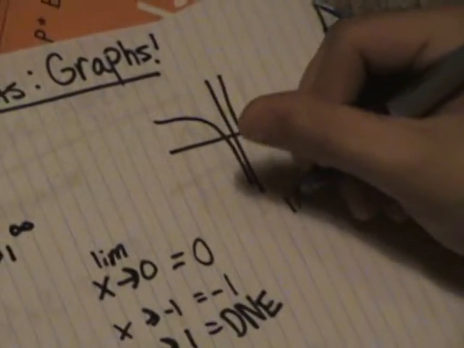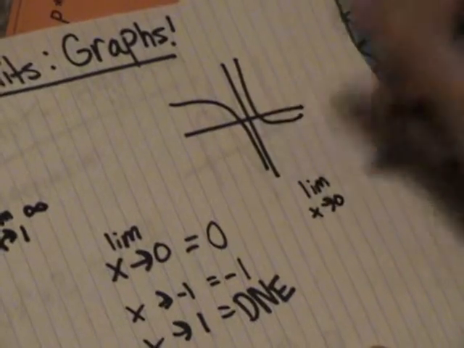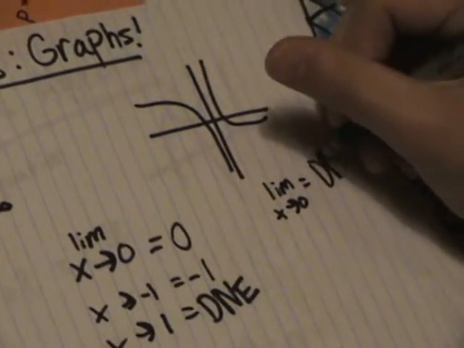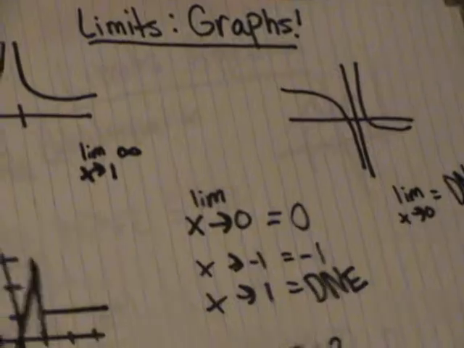These do not approach the same way as the limit as x approaches 0. So you have to say DNE. DNE.